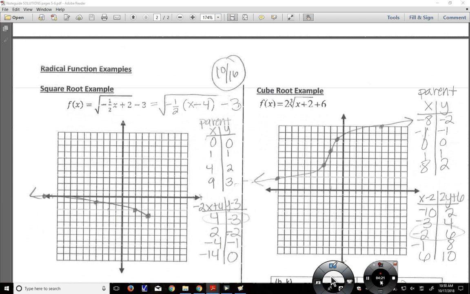Why did I find it so important that I rewrite it this way instead of just looking at it like it was originally given to me? There's a reason. Yeah, Jacob.